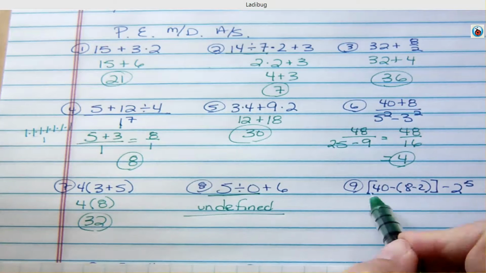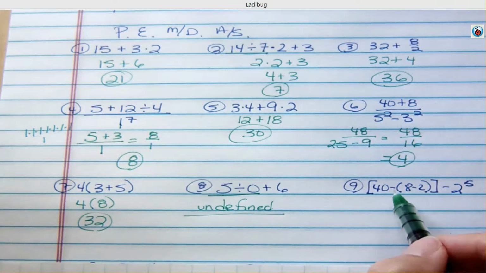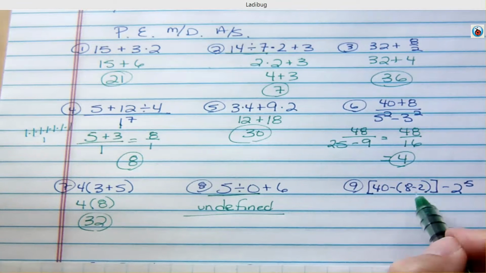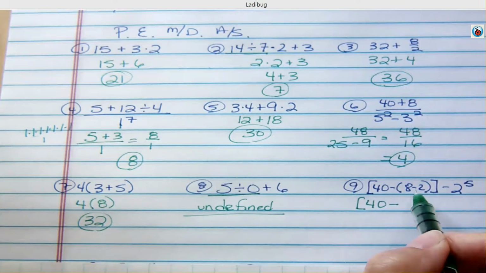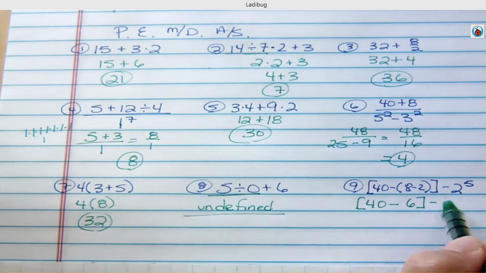Now I've got this. This is what I was saying earlier. We have parentheses, but we also have brackets. So we're going to start with the innermost, which is right here. 8 minus 2 is 6. So I haven't done anything with these outer brackets yet, but 8 minus 2 is 6. That's complete. And then I can still be working on this.